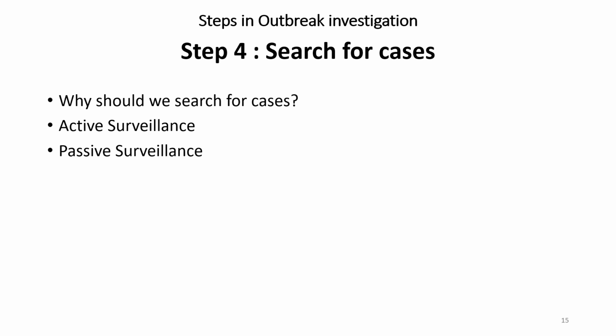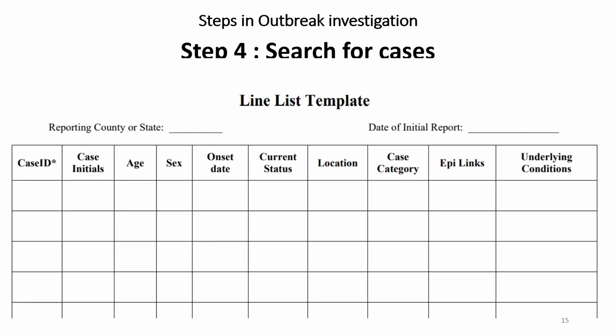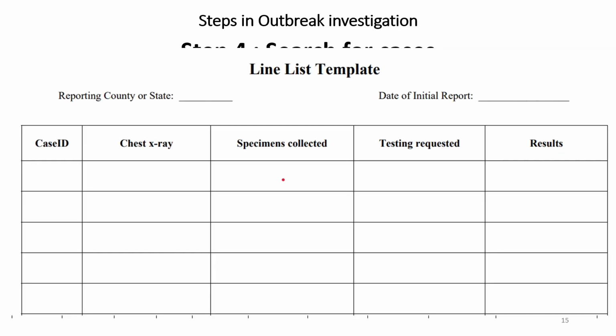Okay, so how do we search for cases? There is a process called line listing. This document is designed to be used as a line list template for investigation of outbreaks of unexplained respiratory illness. So when there is notification of a potential cluster or outbreak, this document can be used to collect and organize preliminary information on cases. Each case should be assigned a unique ID. Then we collect details about age, sex, onset date, current status, location, case category, epi links, underlying conditions, chest x-ray, specimens collected, testing required, all these. So all the basic information about the cases we collect with the help of line listing.